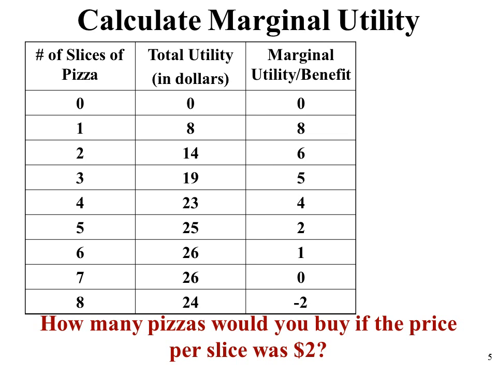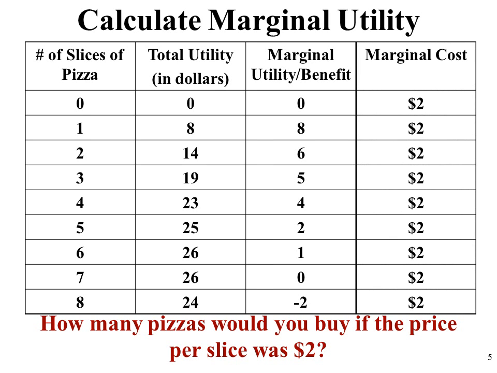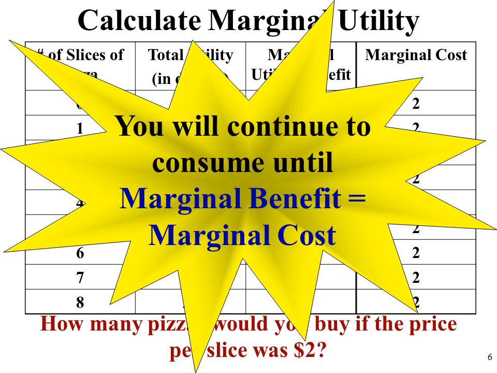The question is, how many slices of pizza would you buy if the price was $2 per slice? Well, you know the marginal cost is going to be $2 for you, because each of the pieces costs $2, so that doesn't really change. You want to figure out your marginal utility in the column there, and you want to get it to the point where it equals marginal cost. You always want to consume where marginal utility equals marginal cost, and that would be the 5th slice of pizza. Remember, you're going to continue to consume until marginal benefit equals marginal cost, always.